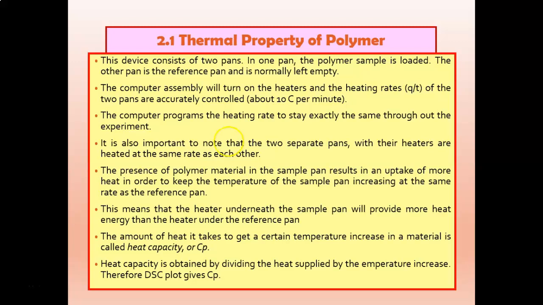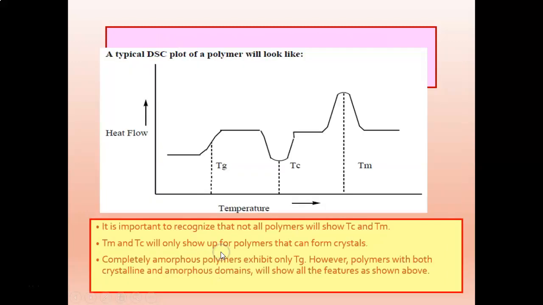The amount of heat it takes to get a certain temperature increase in a material is called heat capacity, or Cp. Heat capacity is obtained by dividing the heat supplied by the temperature increase. Therefore, the DSC plot gives a Cp value. And the Tg value is the value at the midpoint here. It must follow Tg, Tc, and Tm.